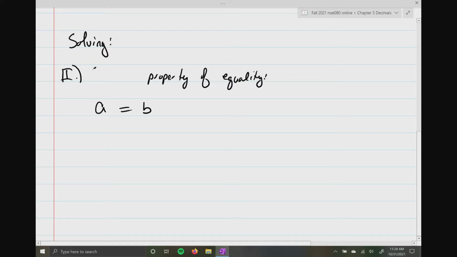Okay? Now, for the second one, this is called the subtraction property of equality. And the subtraction property of equality states that if you have two things equal to each other, you are allowed to subtract the same thing on both sides. Okay?